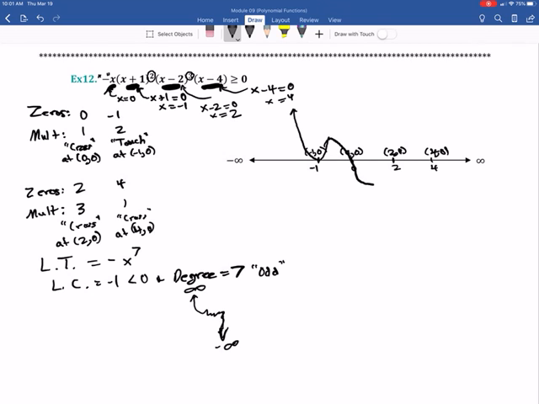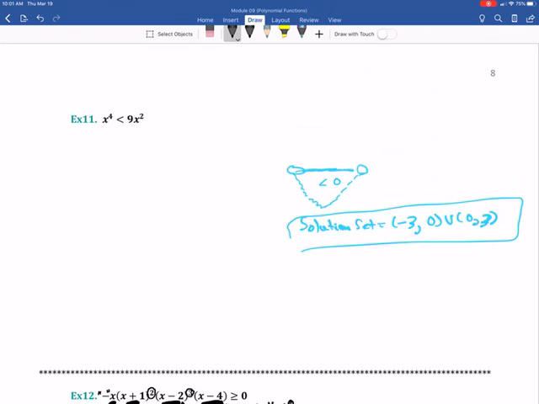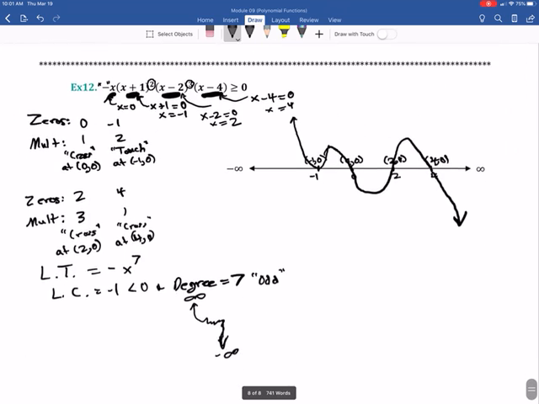And then at 2, it crosses through, comes back up, and goes through 2. And then, of course, at 4, what's it going to do at 4? At 4, it's going to cross through, because it's odd multiplicity. We only had one even multiplicity, and that was at -1. And, of course, we knew the right tail would go down forever to negative infinity. So there's a quick sketch of our graph.